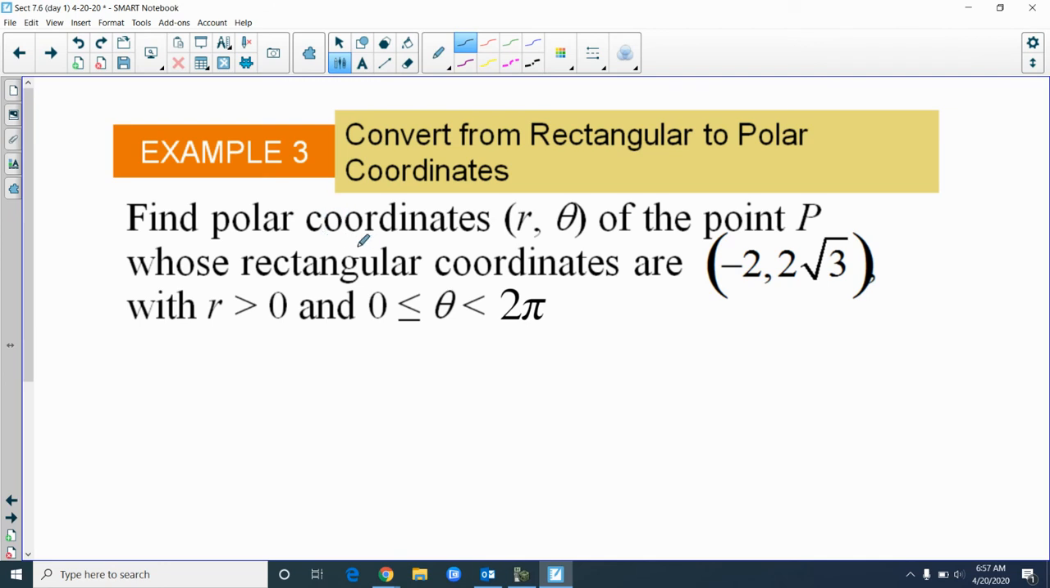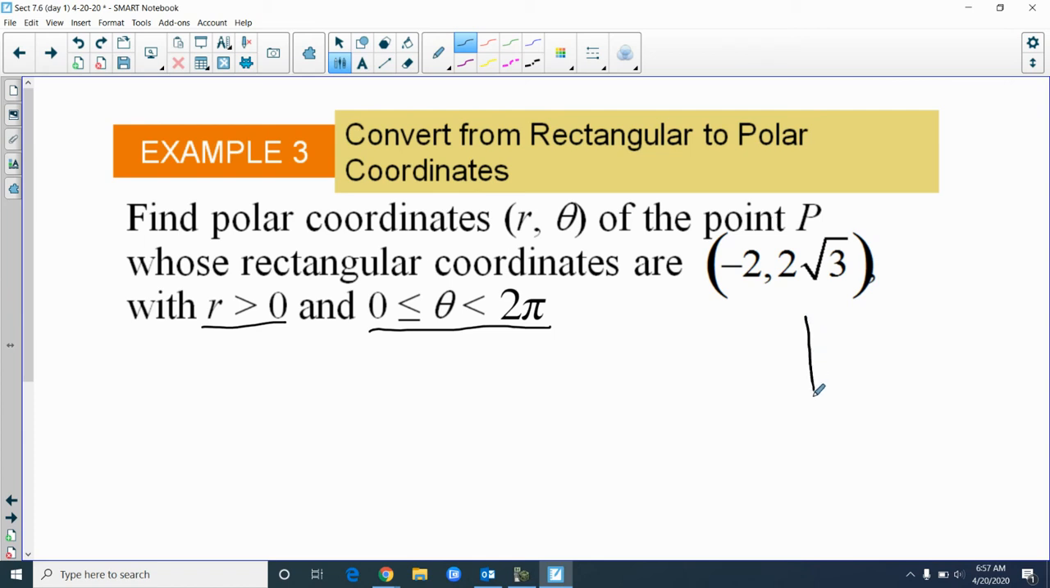All right, now we want to find the polar coordinates in the form r, theta of the point P, whose rectangular coordinates are negative 2, 2 square root of 3, where r is greater than 0, and we're going to use radians, theta between 0 and 2 pi. And these are both going to be positive. Normally when we're finding polar coordinates, I know there's 4 different ways you can write it. We want them both being positive because that's what we're most familiar with.